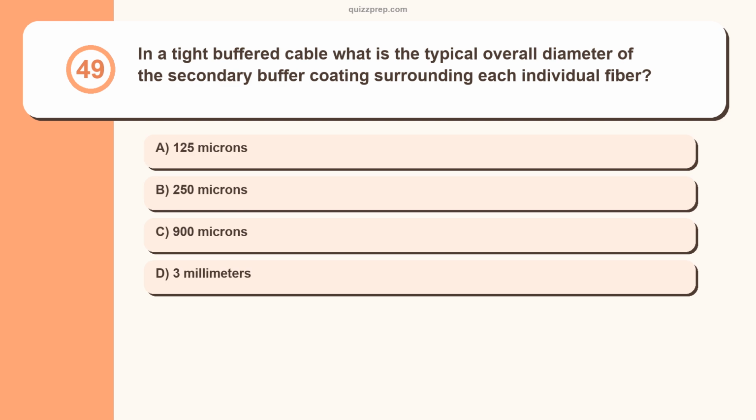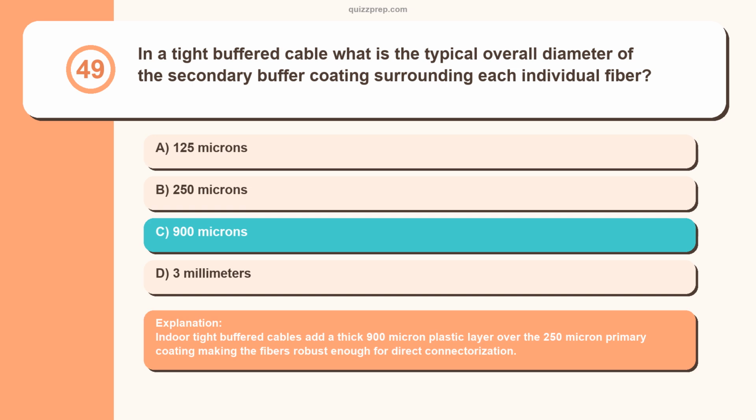Question 49. In a tight buffered cable, what is the typical overall diameter of the secondary buffer coating surrounding each individual fiber? 125 microns, 250 microns, 900 microns, 3 millimeters. Indoor tight buffered cables add a thick 900 micron plastic layer over the 250 micron primary coating, making the fibers robust enough for direct connectorization.